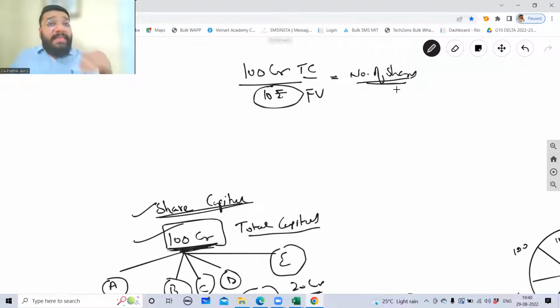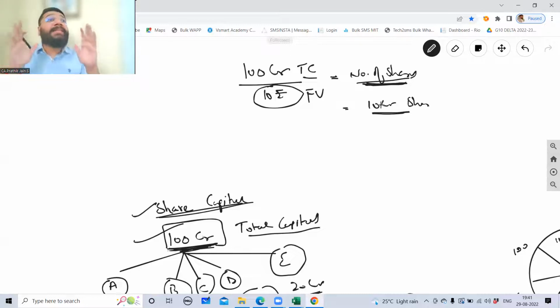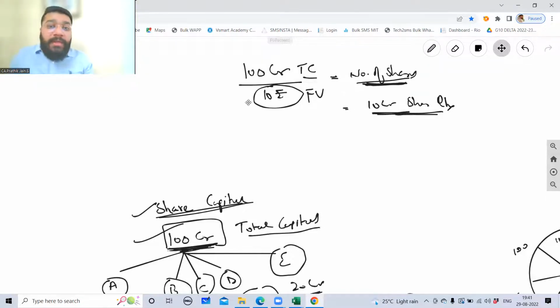So now tell me, this company wants 100 crore rupees of capital and they have fixed each share price to be 10 rupees. So what is the number of shares the company wants to issue to the public or to the owners? 10 crores. 10 crore shares are available. I'm talking about quantity, like 10 crore chocolates. Like that, this is the quantity. Now, each share is valuing how much?